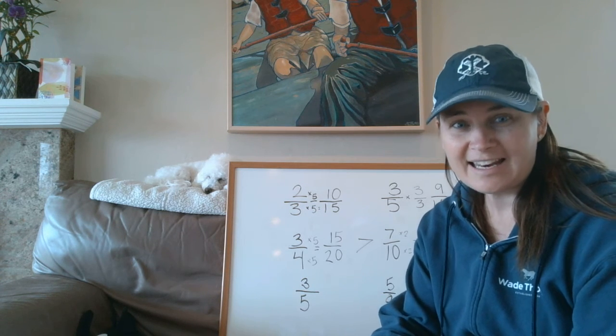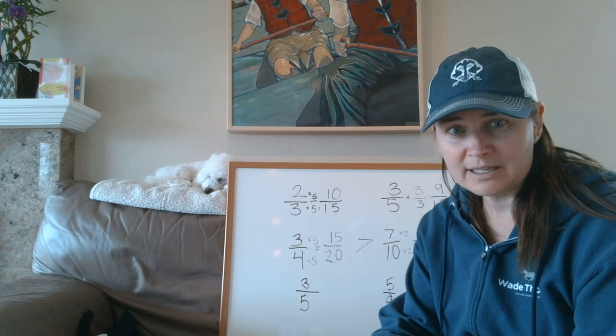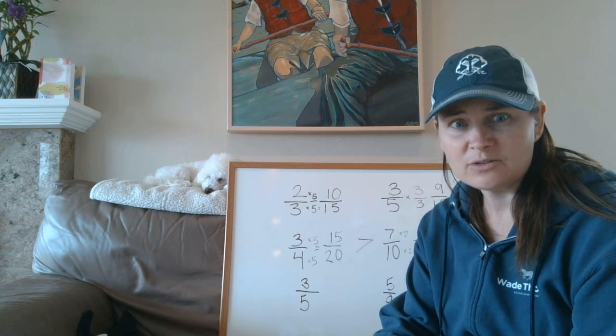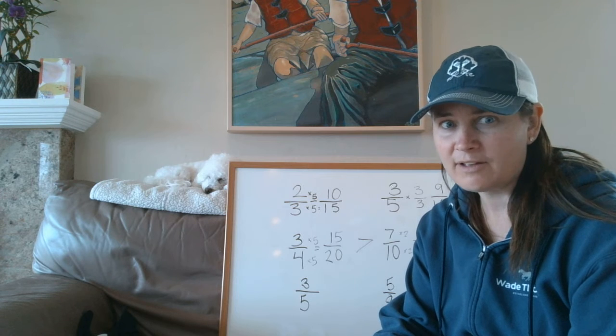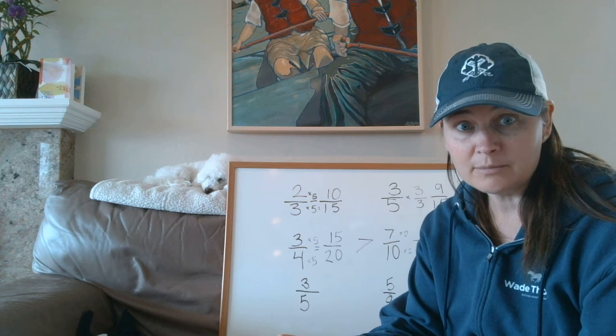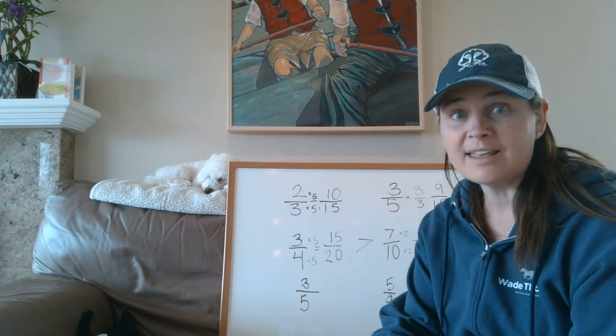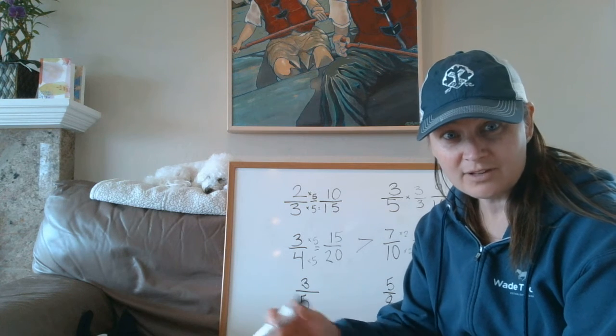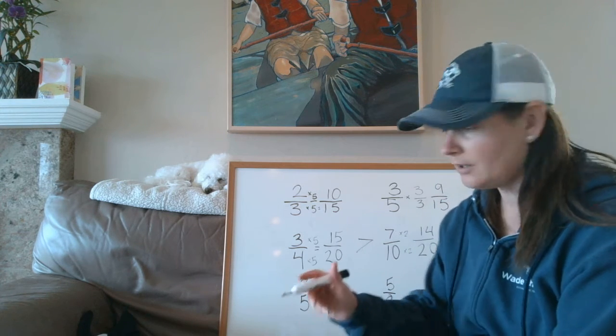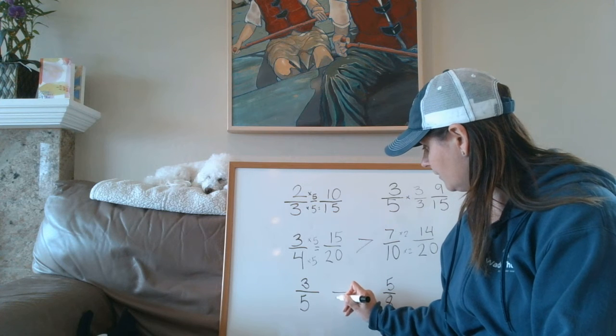Okay, so 8 and 5, finding the common denominator. 5, 10, 15, 20, 25, 30, 35, 40. I get to 40 before I have a number that 8 also has a multiple of. So I'm going to have to use 40. Did you use 40? Whoa, okay.